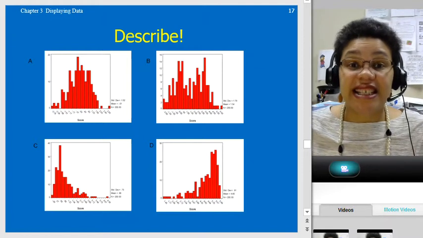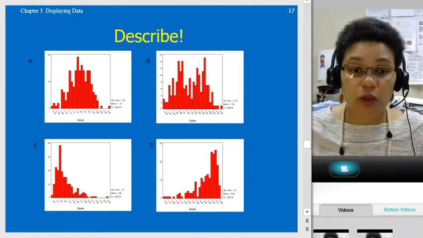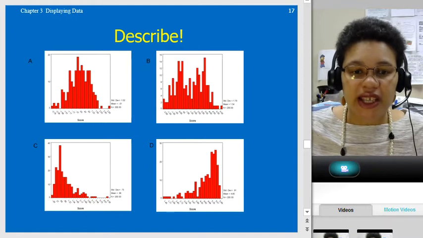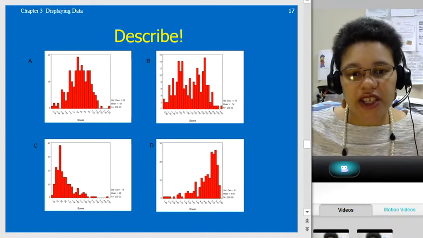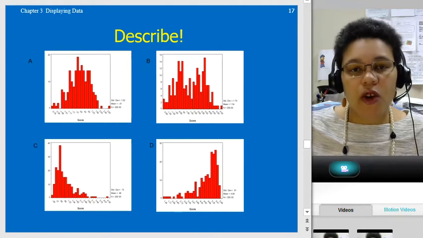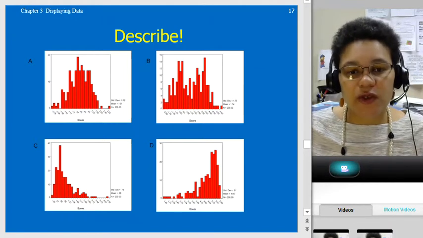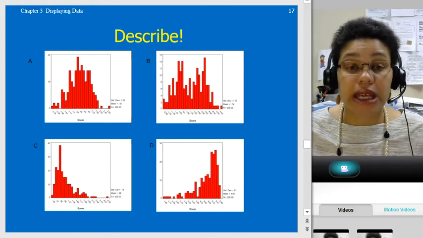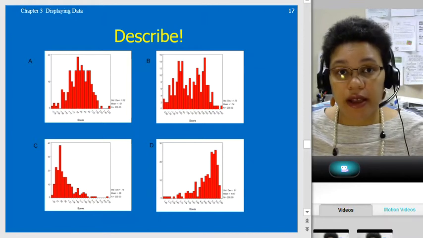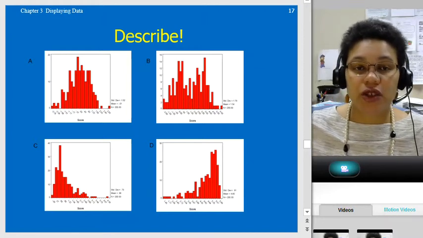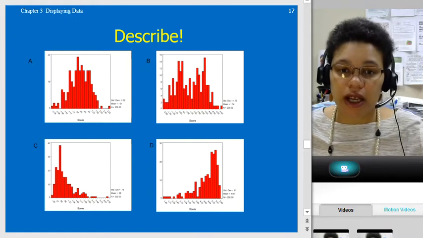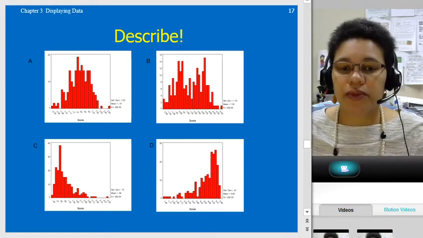C is definitely skewed. There's one mode, right? But you see how there are these values trailing to the right? Those few high values are going to pull the mean up, okay? And so I'd say it's positively skewed. The mean is being pulled up to a higher value.